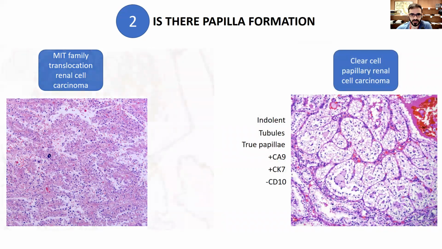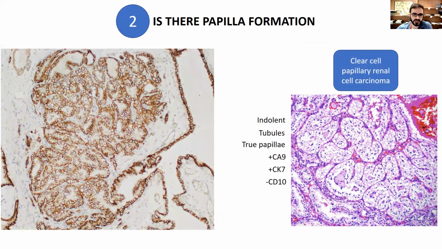Carbonic anhydrase 9, like clear cell renal cell carcinoma, should be positive, and there is a pattern. You don't see that all the time, but there's a pattern of cup-shaped staining, which means the luminal tip of the cytoplasm or membrane will be negative, but the lateral and the basal part of the membrane will be positive. That's why they say it looks like a cup shape.